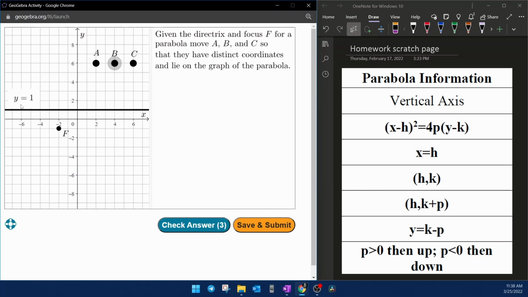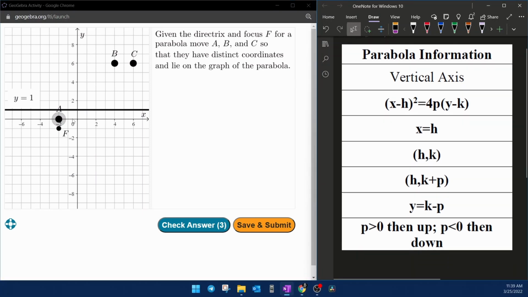Now, I noticed the directrix is horizontal, and here we can see the focus. One of the things you need to know about a parabola is that the vertex is going to be between the directrix and focus, and it will be equidistant from each. So I'm going to drag A and put it to where the vertex is, equidistant from the focus and the directrix, and on a line perpendicular to the directrix with the focus. And then that tells us some information. That now tells us that the vertex is at -2, 0.